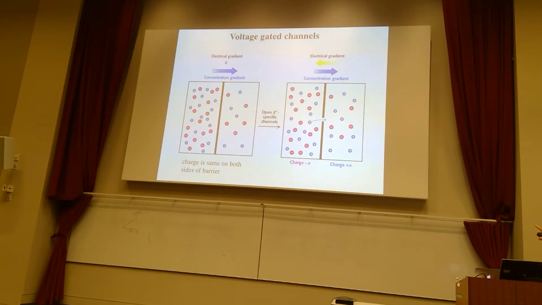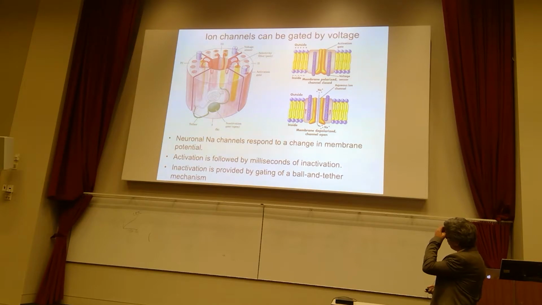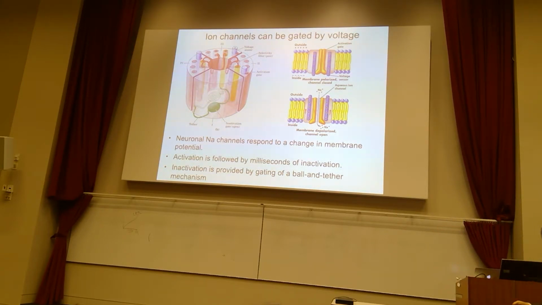And then if we open a channel that allows the passage only of cations, let's say, we're going to change the electrical gradient from one side of the cell to the other. So these selective ion transporters can be used to induce an electrical gradient within the cell, or, once a gradient is established, to diminish that gradient. So here's an ion channel that's gated by voltage. This is a sodium channel that might sit in the cell membrane of a neuron.